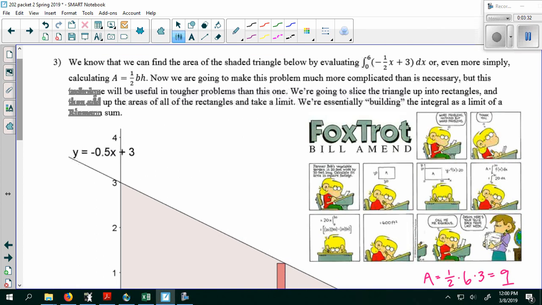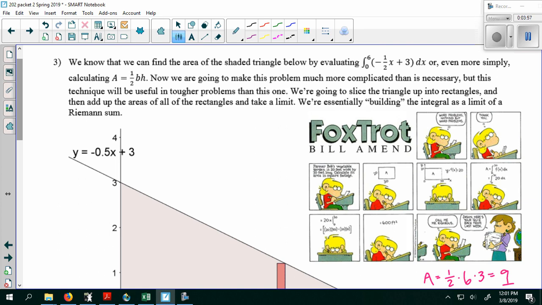if I want to be really rigorous about it, I'm going to use a much more complicated process for this easy problem, because this technique is going to be useful in problems where the shape we're trying to find the area of doesn't have a formula. So we're developing this other technique for irregular shapes. A triangle is a nice regular shape. We know the formula for how to find its area.